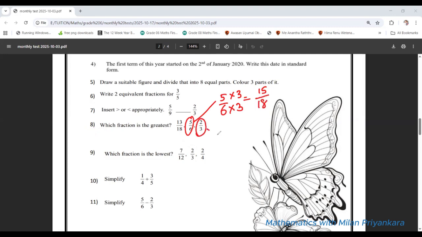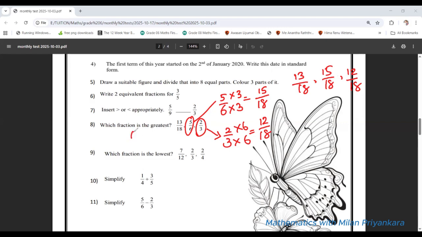And if we take this one, 2 over 3, we have to multiply by 6. Then what is it? 12 over 18. Now we have 3 fractions, right? 13 over 18, 15 over 18, 12 over 18. So which one is greater? Now the denominators are equal, then the greatest fraction has the greatest numerator, right? Which is the greatest numerator? That is 15. So I think 15 over 18 is the greatest fraction, right?